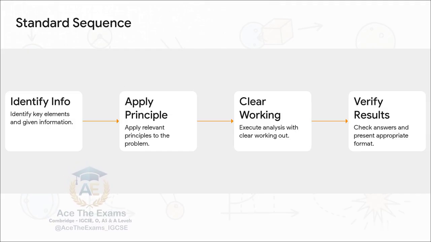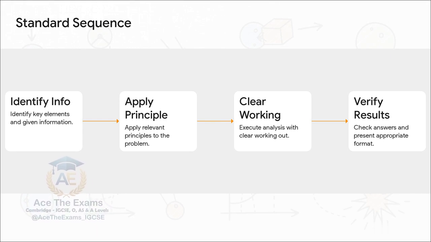That stands for point, evidence, explanation, link. Your point is the core formula. Your evidence is the substitution of your specific values. Your explanation is your line-by-line algebraic simplification. And your link connects the final math back to the physical reality of the question.